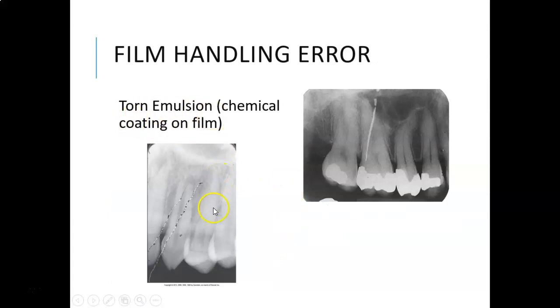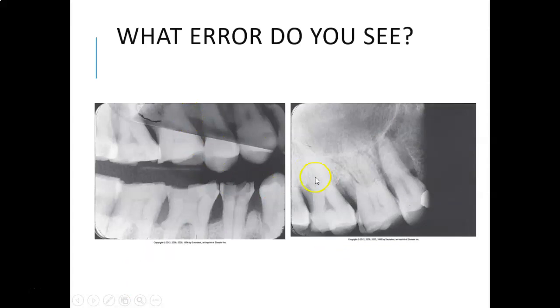Torn emulsion. So this is the kind of coating on the film before the fixer and developer get in there and take it off and do their process. So this got scratched before it went through the process. Doubling up on the film, that's what's going on here. The films went in too quickly. They put this one in and then they stuck this one in and they stuck to each other.